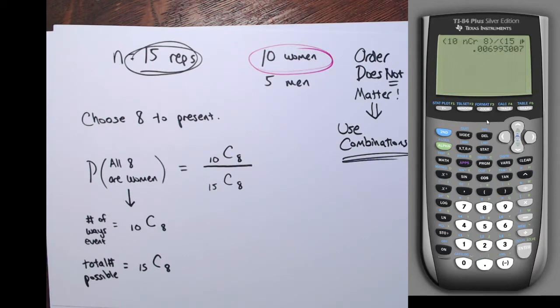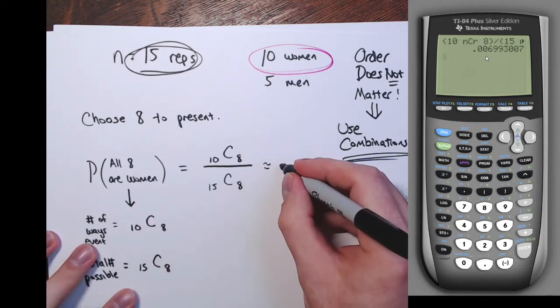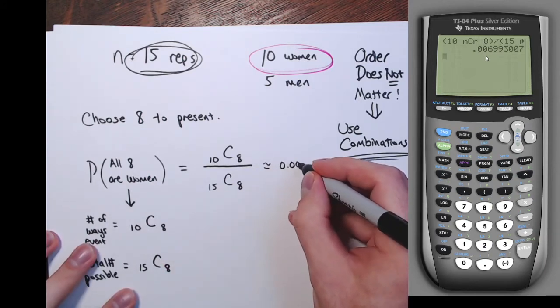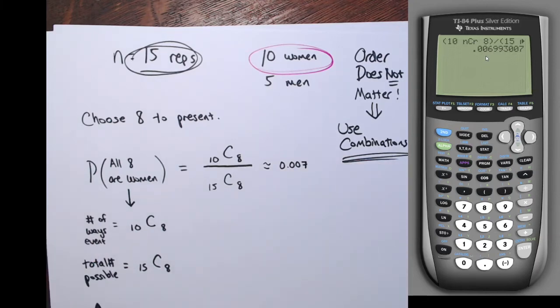And it's very, very small, right? This probability is about 0.007, right? If I rounded to 3 decimal places, this is less than 1%. So if you have 15 people, 10 are women, 5 are men, and you choose 8 of them, just take a group of 8 of them, the chances that all 8 will be women is less than 1%.